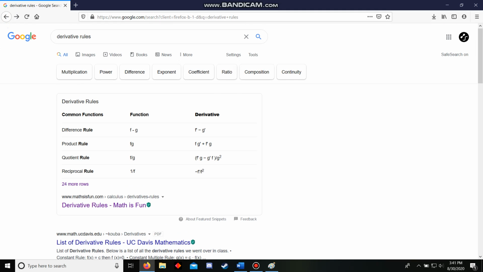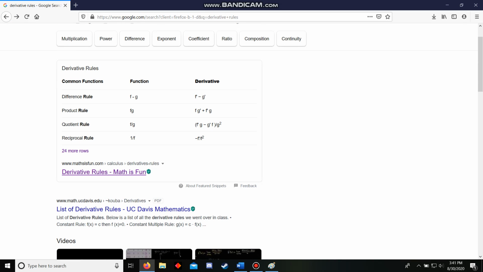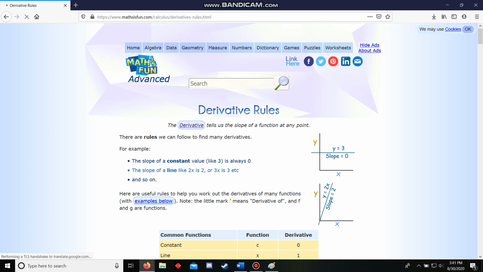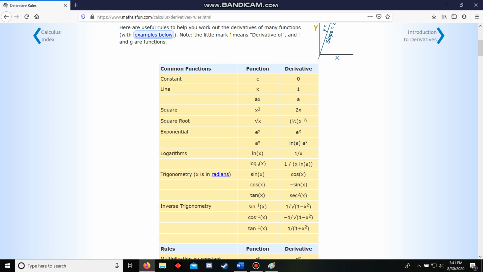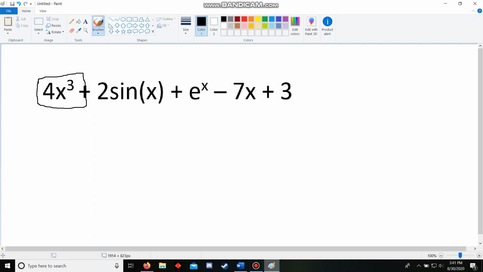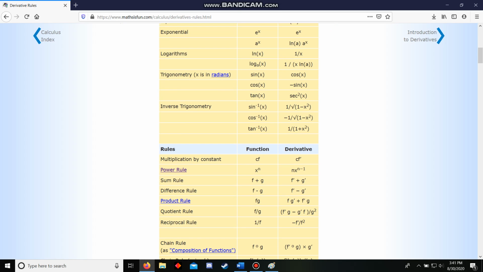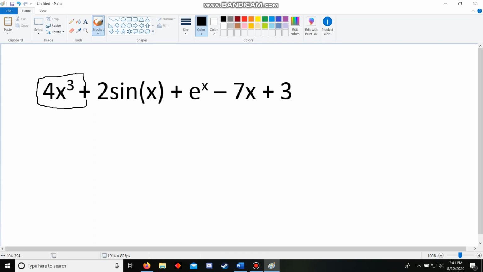And usually it brings up a chart like this. I actually like to use this website called Math is Fun, and it gives you this chart here, and it has all the derivatives in it. So we would want to find the derivative rule we would use here, which would be this power rule. X to the n, the derivative is nx to the n minus 1. So x to the n turns into nx to the n minus 1.